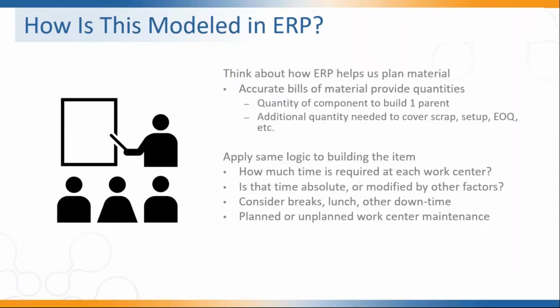Well, let's apply the same logic to building the item. We need to think about things like how much time is going to be needed at each work center. And you might think back to that previous slide where we talked about the specific amount of time it took to do each one of those operations. Now, is the time that's available in that work center absolute, or is it modified by some other factors? What I mean by that is, suppose your factory works an 8-hour shift. Do you really have 8 hours of time that can be scheduled?